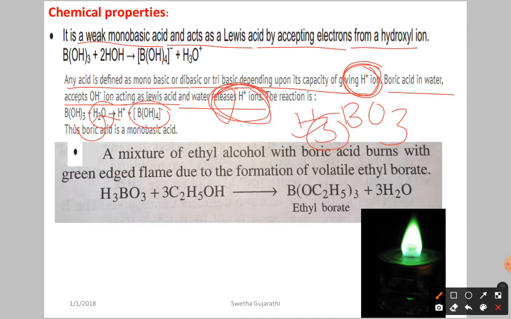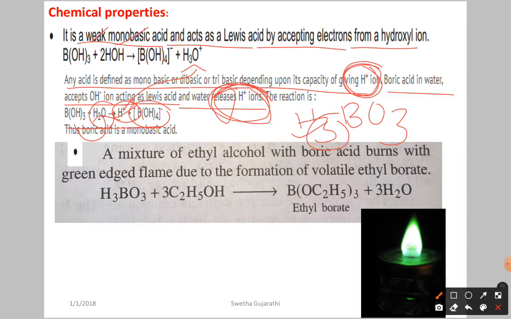That's why it's called a weak monobasic acid. Now, if you see the structure, this is a reaction. It's giving the H plus ion. As you know very well, H plus is very unstable. It doesn't want to stay alone, so again it's going to react with the water and give H3O plus.